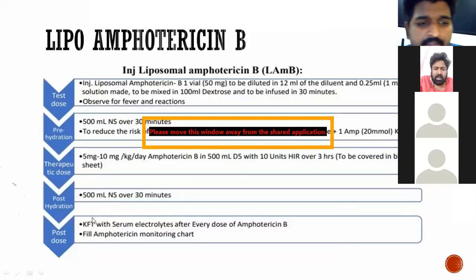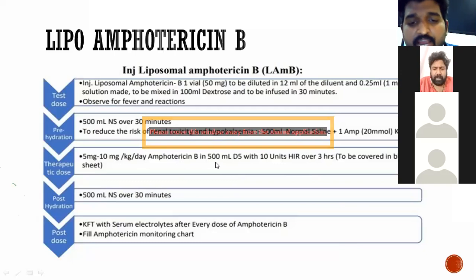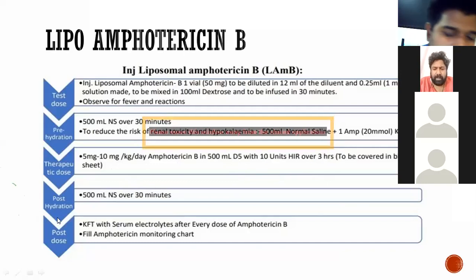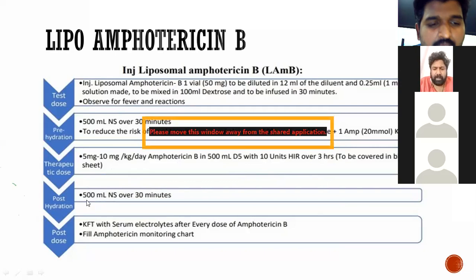And the therapeutic dose, as already described, 5 milligram to 10 milligram per kilogram per day of amphotericin B, has to be given with 500 ml of D5 with 10 units of regular insulin over 3 hours. So this has to be followed for all the patients who need a therapeutic dose for invasive mucormycosis. Even after the injection, you need to hydrate once again to avoid toxicity, so 500 ml over the next 30 minutes.